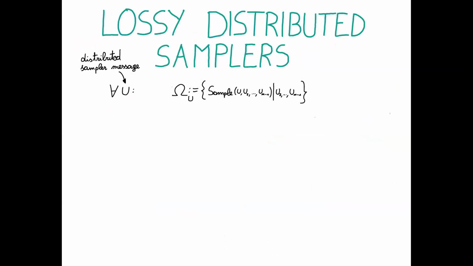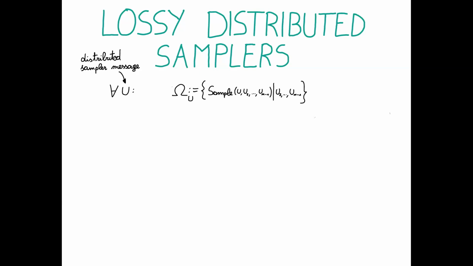Okay. Now I would like to explain how we build the hardness-preserving distributed samplers. In order to do that, we introduced another notion of distributed samplers called lossy distributed samplers. I need to introduce some notation. Let U be some fixed message for the distributed sampler of some party. We define the set omega of U as the set of all possible outputs we can get if that party sends this message. Essentially, we regenerate all the other messages and we consider all possible outputs that we get in this way.